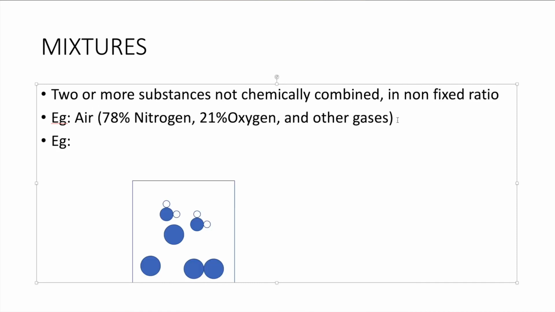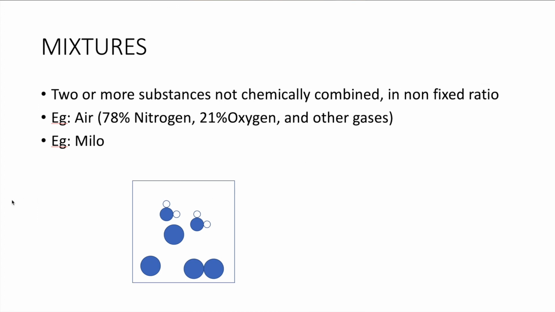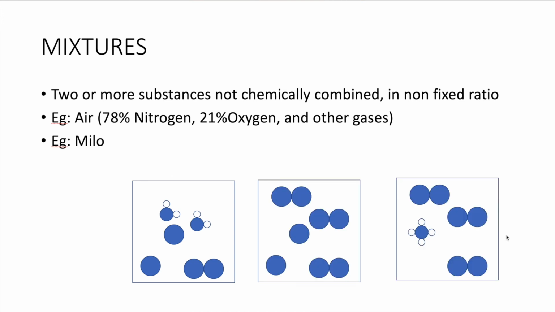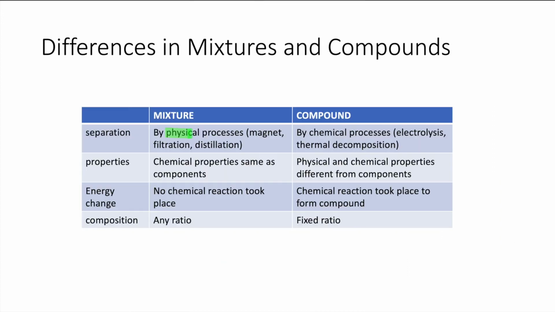And lastly, we go on to mixtures. It's simply just 2 or more substances, can be elements or compounds, that are not chemically combined and not in any particular ratio. So it's just a mix. So if you see a diagram that looks like this, or this, yep, they are all mixtures. So here is a little table that summarizes the differences in the mixtures and compounds.